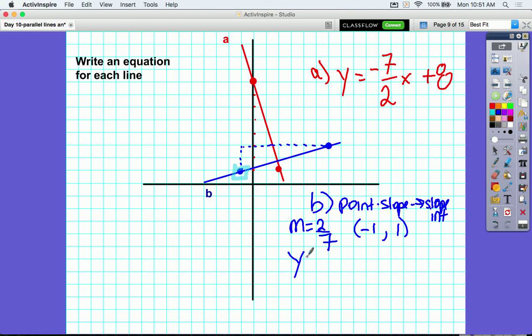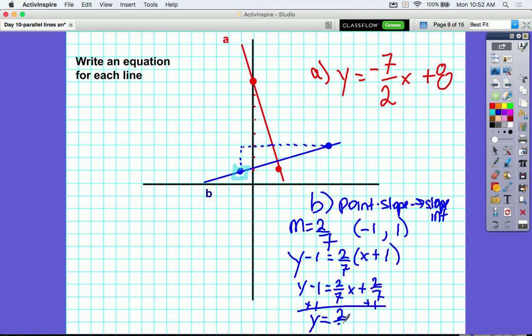Here's what we've got. Y minus 1 is equal to 2/7 times the quantity of x plus 1. We're going to distribute. Y minus 1 is equal to 2/7 x plus 2/7. And let's isolate that y. And here's what we've got. Y is equal to 2/7 x plus 1 and 2/7. And that's the equation in slope-intercept form of my blue line.